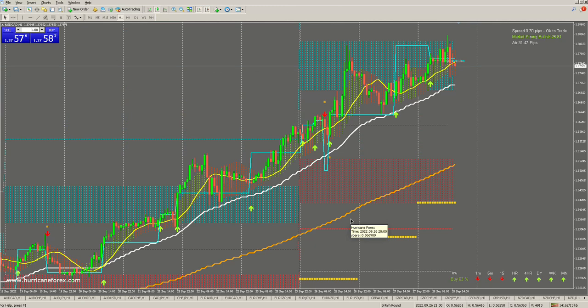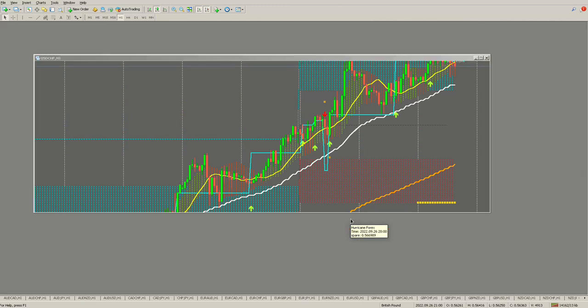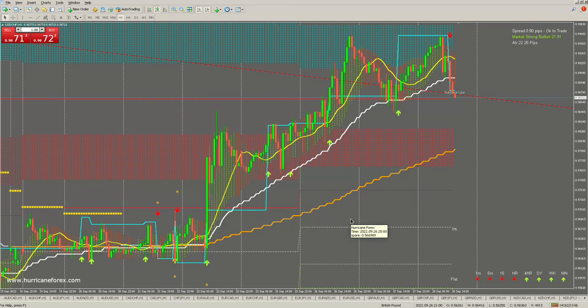I'm not afraid to trade overnight either. Happy to leave things on overnight. I'm a bit wary of it, but it depends what's going on overnight. Here's a really interesting one.